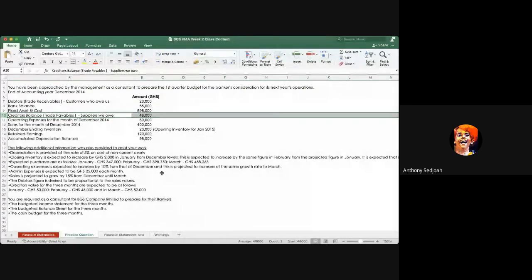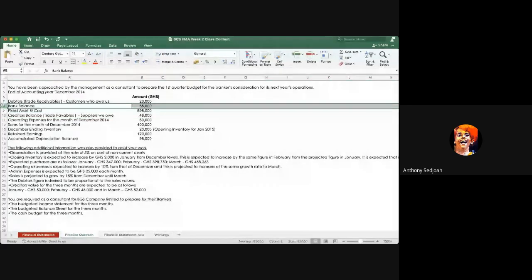After that, we will then consider the bank balance, like the balance as of December 2014. So you see that in the question, we have the balance as of December 2014. If you want to know the balance as of January 2015, it will be the balance as of December 2014 plus the cash inflow in January minus the cash outflow in January. So right now we have the balance, but the cash inflow and outflow is where we have to do some computations.